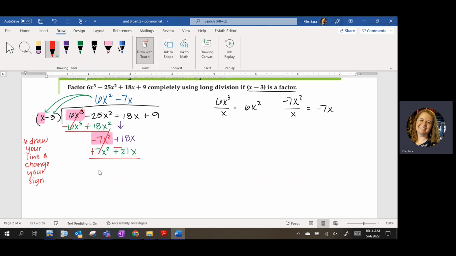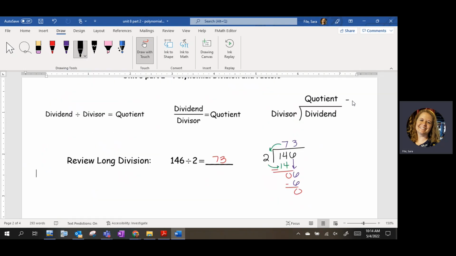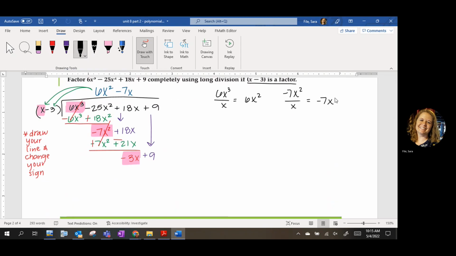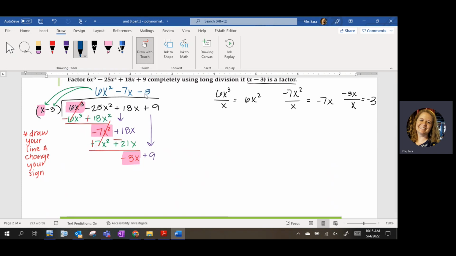So the 7x squareds cancel, and I have 18 minus 21, so that's negative 3x. And I bring down that plus 9. So then I'm ready to do it one more time with the negative 3x. So I'm asking myself, what is negative 3x divided by x? And that's just negative 3, right? Okay, so that's going to go in my quotient up here, minus 3. Now that gets multiplied by the x, that's negative 3x, and by the negative 3, so that's positive 9.